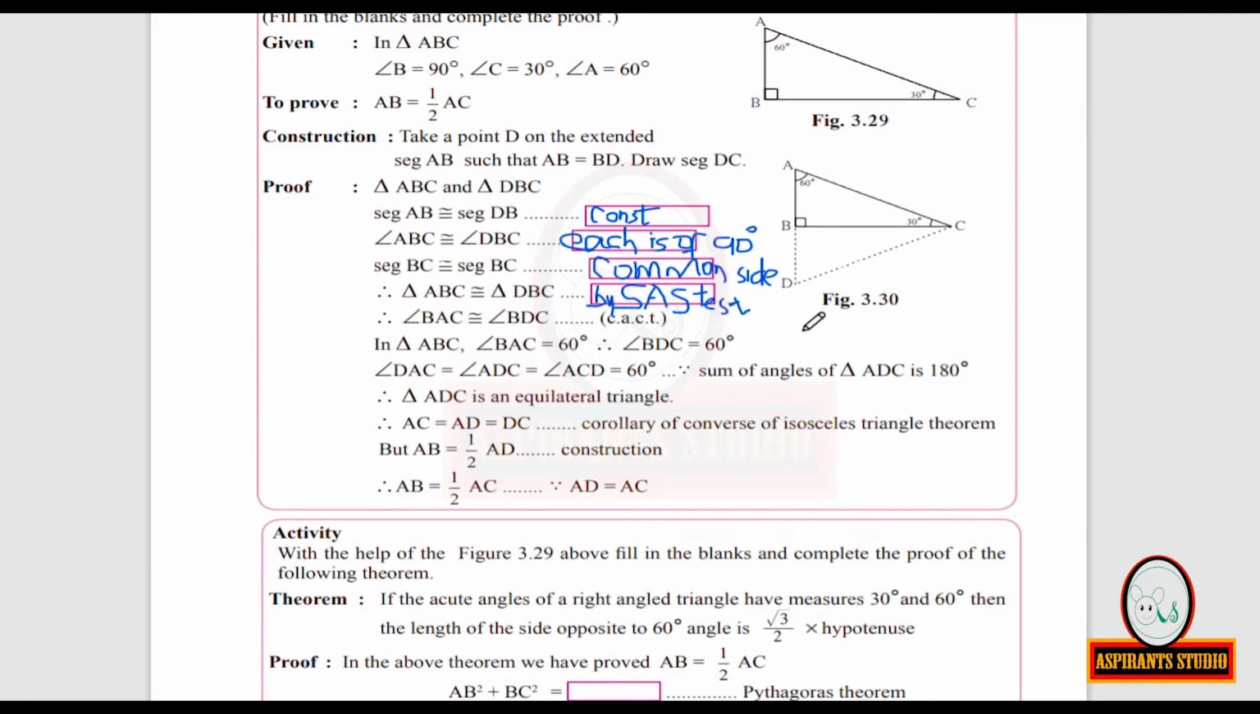Now you know AD is equal to AC because we already proved it. Therefore, replace AD by AC. So we get AB is equal to half of AC. In this, instead of AD we have replaced it by AC.